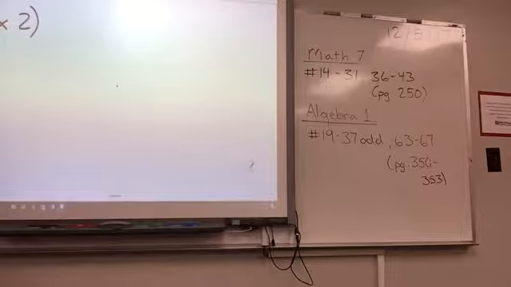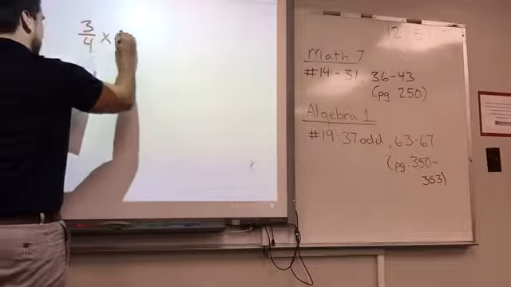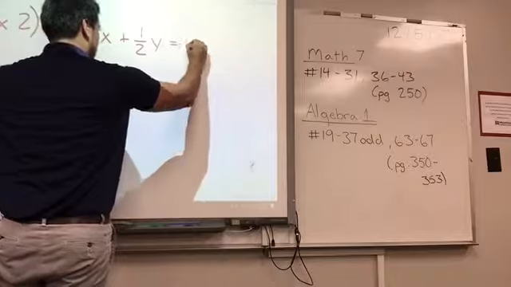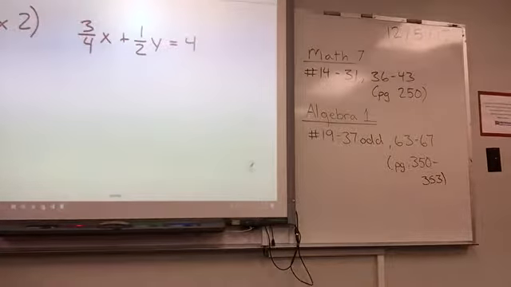Let's look at example number 2 on page 357. This is the last type I'll give to you. And so we're looking at 3/4 x plus 1/2 y equals 4. All right, this problem in example 2 says graph, and then they give you this equation.